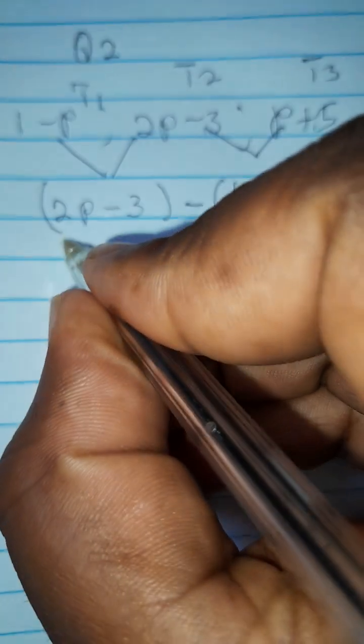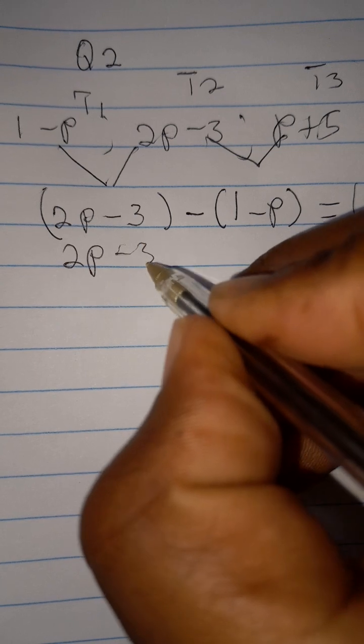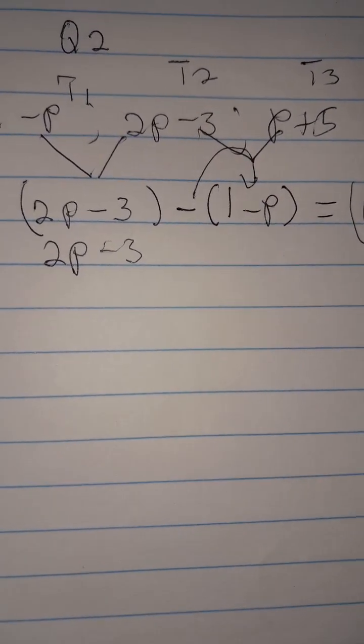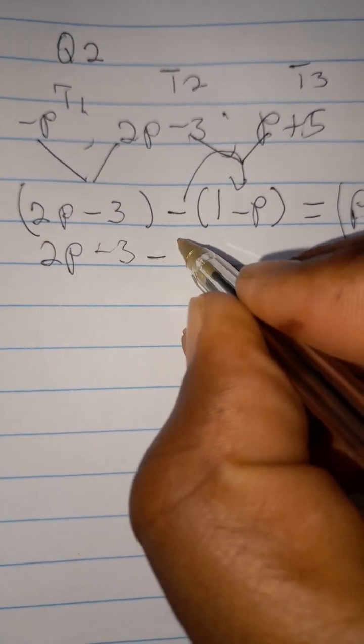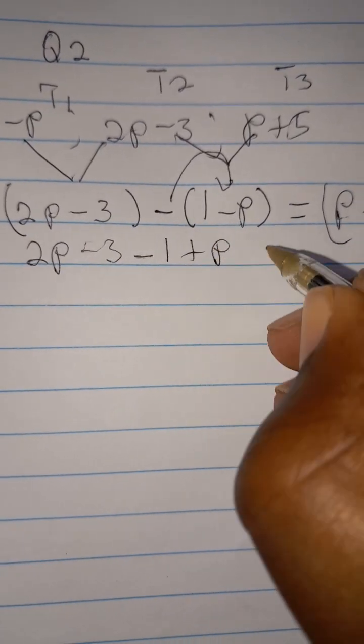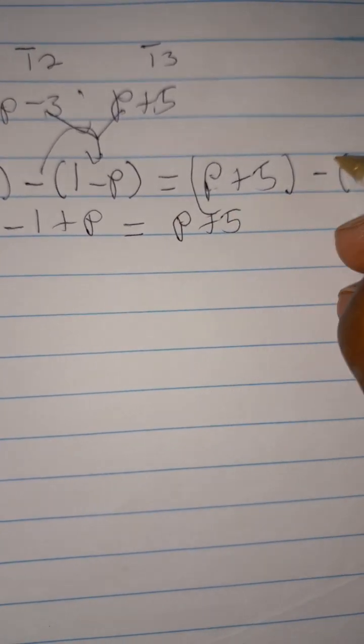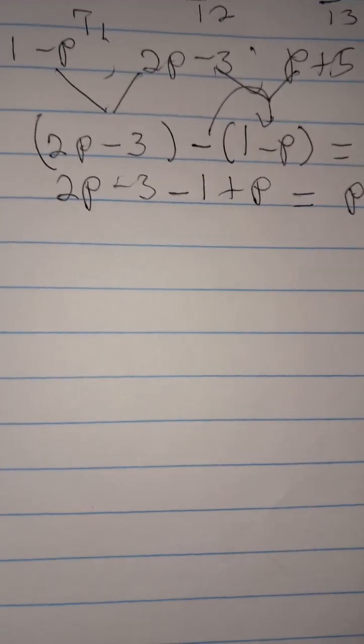When we take out the brackets here, we are left with 2p minus 3. And remember that the negative affects everything that is inside the bracket. So we are going to have negative 1 plus p, as well as we are having p plus 5, and we have negative. That negative will multiply negative 2p, negative and negative, that will be positive. So we've already worked out the left hand side and the right hand side, right?